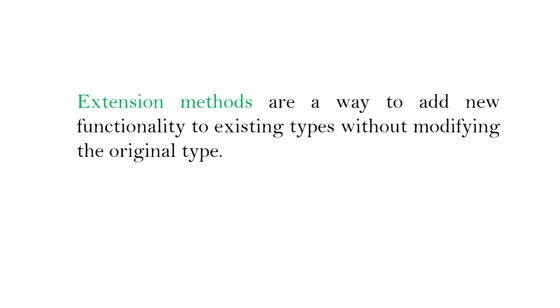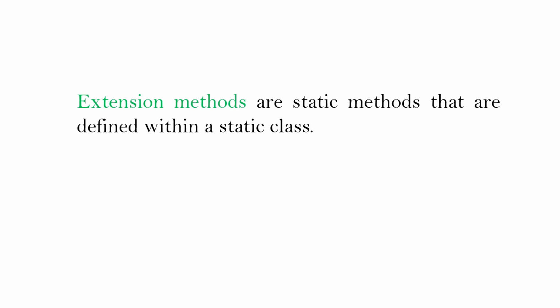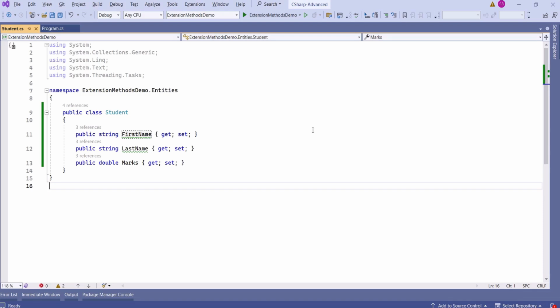Extension methods are a way to add new functionality to existing types without modifying the original type. These are static methods that are defined within a static class. Let's look at an example.